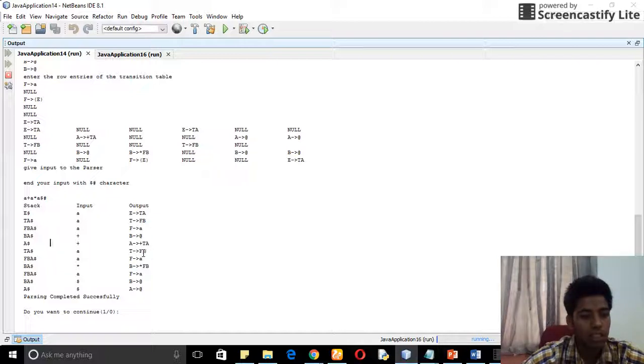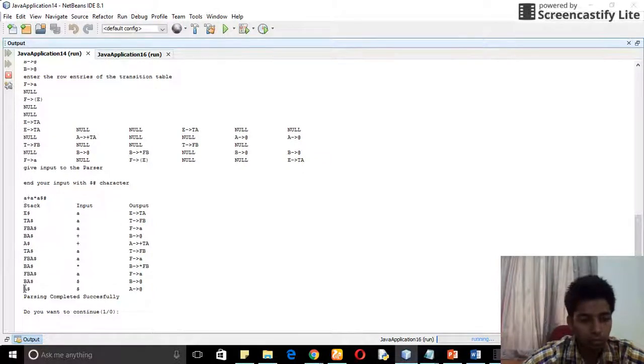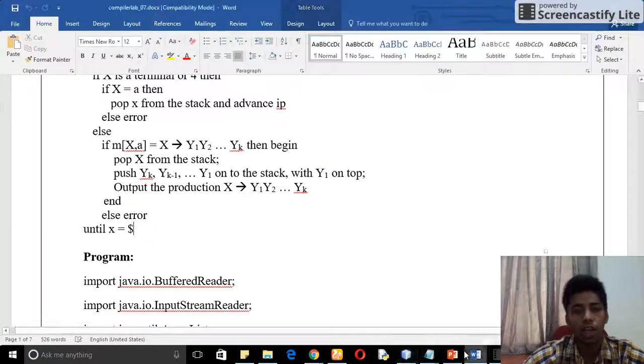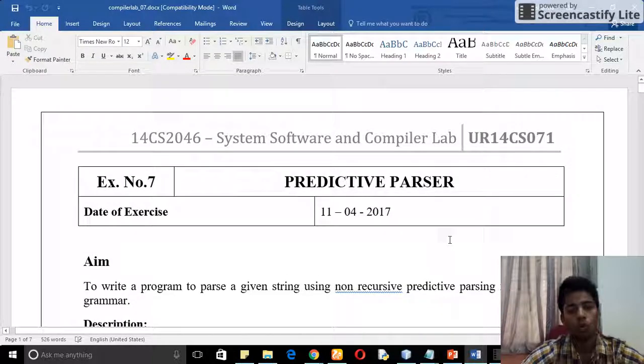T produces FB, so FB will come here. Then F produces a, a cancels, so now we have plus, and the next symbol is star. B produces star FB, so star will go out, leaving FBA. Then F produces a and a goes out, B produces the null character, so B goes out. Dollar equals dollar, which is the last, so parsing has been completed and the string is accepted by this program. I hope you understand this program of predictive parsing.